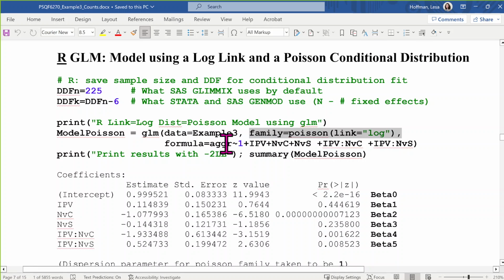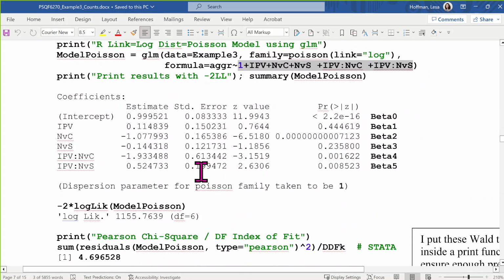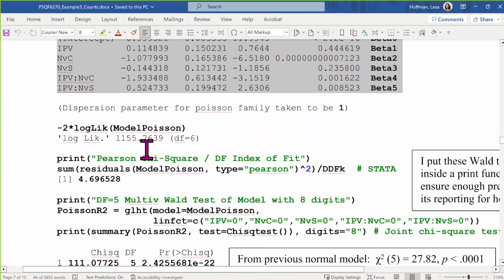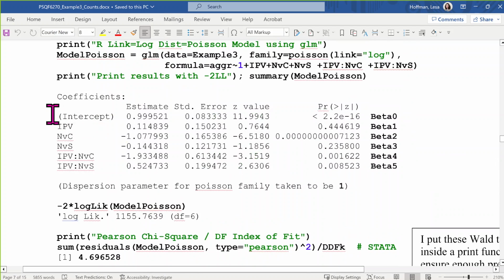We have the same formula as before. So we have the linear predictor here with my 2 interaction terms, and I'm asking it to print results with -2 log likelihood because that is not something that spits out automatically in this particular routine. So here's the same set of coefficients for my linear predictor. These are in logs. So my intercept, for instance, is the expected log count for somebody who's at my reference level of my covariates.